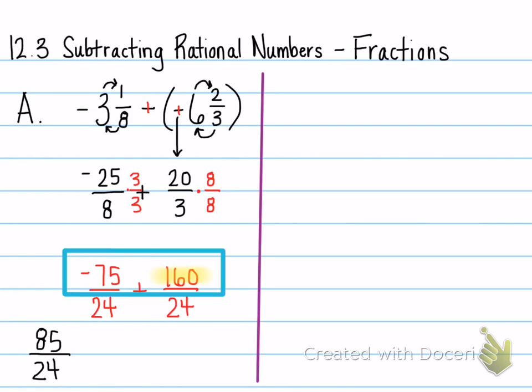Now what I have to do is change this to a mixed number. I have to see how many times 24 goes into 85. Knowing my multiples of 24, it's 24, 48, 72, and then after that would be 96. So 3 whole times it goes in. That is 72. Take 72 away from 85, and I get 13 over 24. And it was a positive over a positive, so my final answer is 3 13/24.